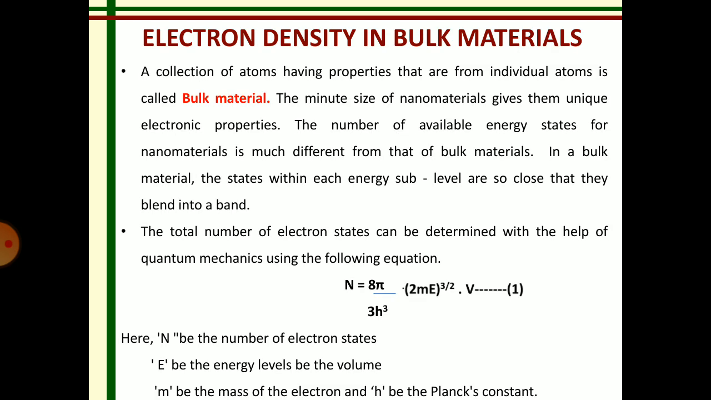The first topic in this unit is electron density in bulk material. Then what is bulk material? Bulk material is a huge material. The definition is a collection of atoms having properties that are different from an individual atom. That is known as bulk material.